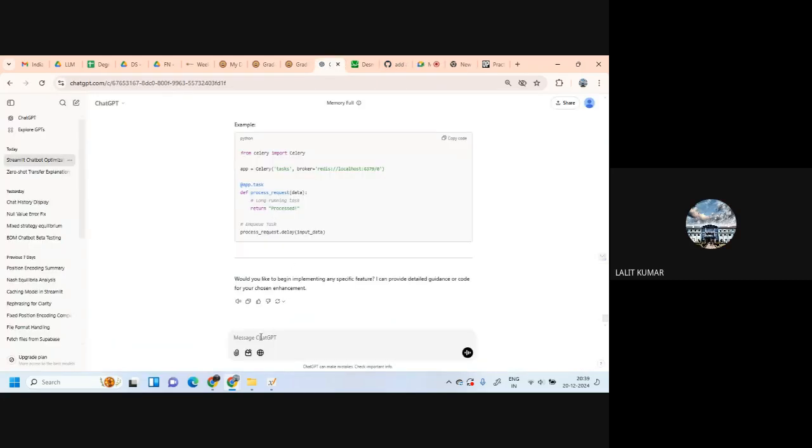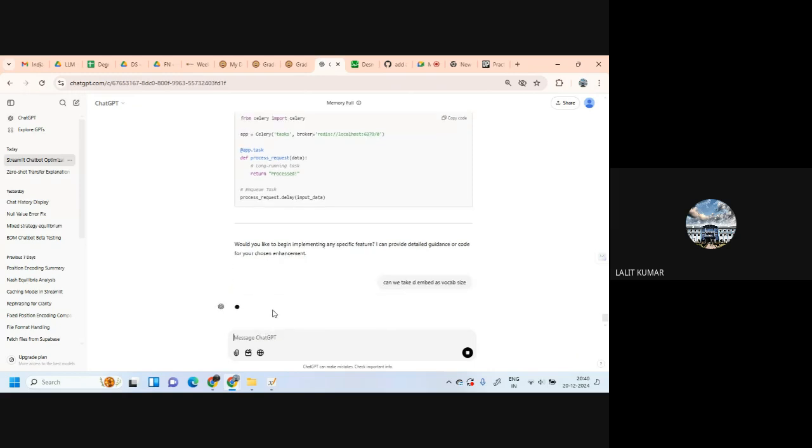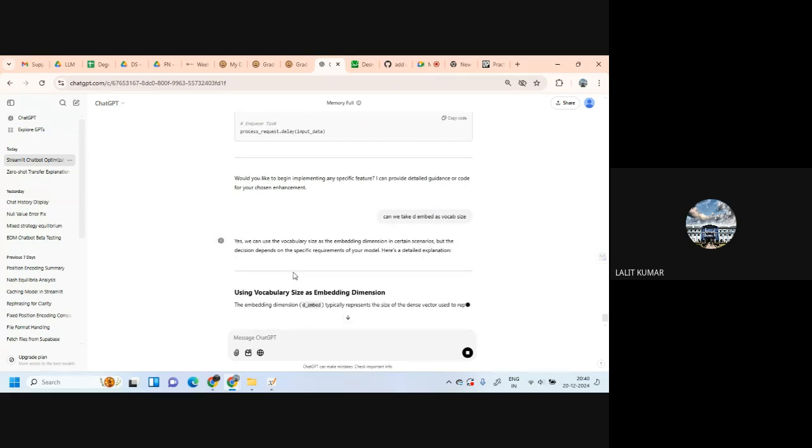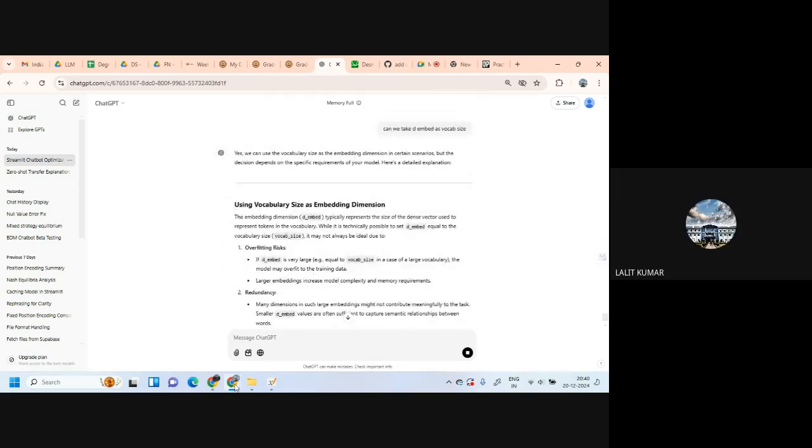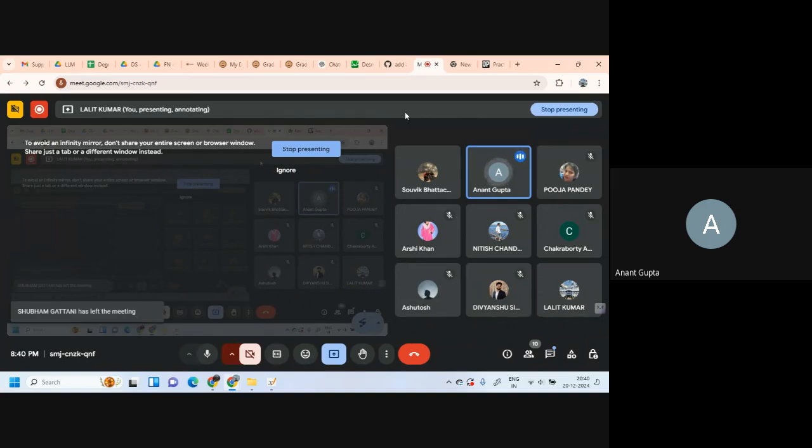Just hold on, let me ask our alma mater. D embed as lookup size. Yes, we can use the vocabulary size as the embedding dimension in certain scenarios. Good. So you're getting the same answer. I am asking whether the answer was matching or not. The answer is matching. I had calculated it.